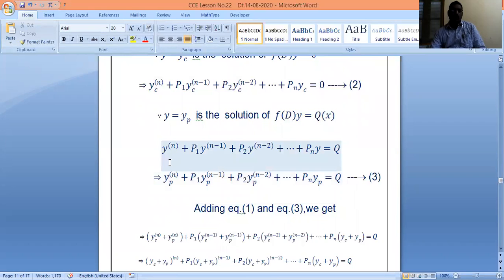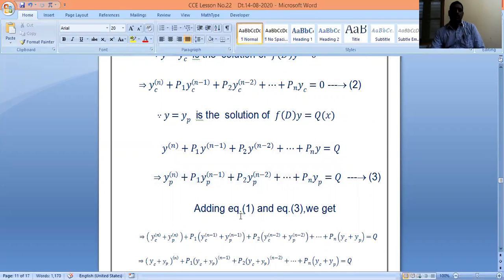Therefore, we get y to the power of n plus p1 into y to the power of n minus 1 plus p2 into y to the power of n minus 2 plus, and so on, up to pn into y is equal to q. This is in the form of f of D into y is equal to q of x. Now this equation satisfies y is equal to yp. Therefore, that implies yp to the power of n plus p1 into yp to the power of n minus 1 plus p2 into yp to the power of n minus 2 plus, and so on, pn into yp is equal to q. Let this equation be 3.